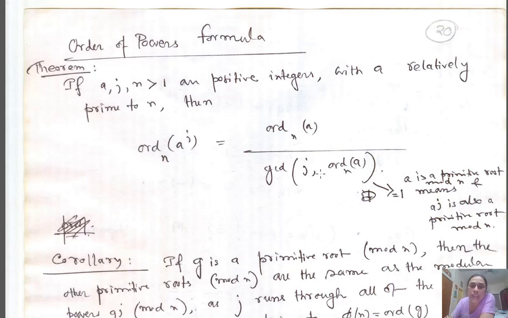So how many generators does it have? If Zn star is cyclic, then it has a primitive root. Suppose A is a primitive root. That means the order of A is phi n. And if A is a generator, then the other generators are A to the power J such that the GCD of J and phi n is 1. So the number of generators is phi of phi n. That is what is noted here.